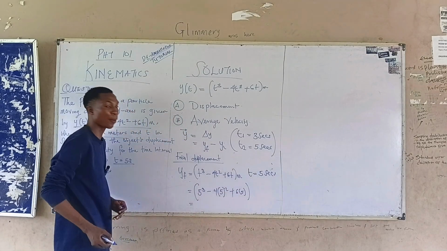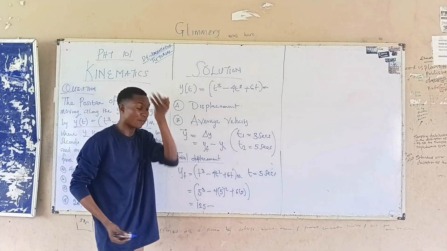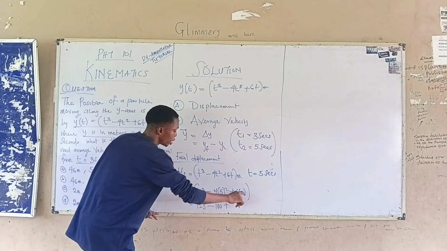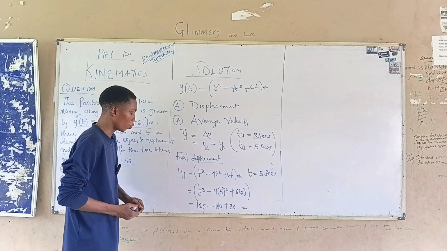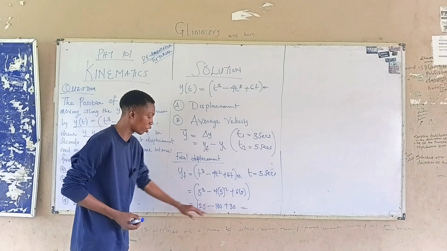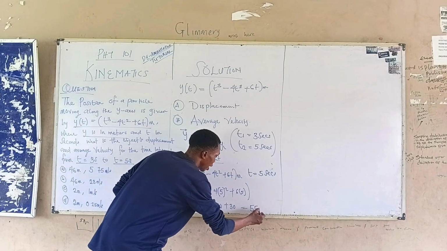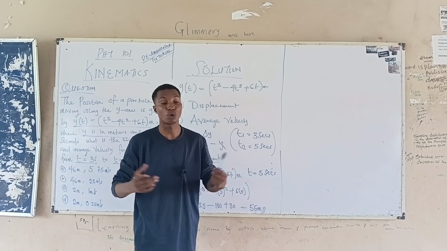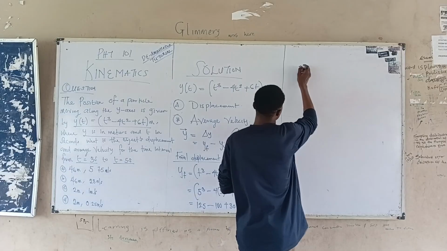In this case, 5 to the power of 3 is 125, minus 5 squared, which is 25. So 25 times 4 is 100, plus 6 times 5 gives you 30. When you use your calculator, 125 minus 100 gives you 25, and 25 plus 30 is 55. So here is 55 meters, which is my final displacement. The next thing to do is to get our initial displacement. We've gotten our final displacement, and now we get the initial displacement.